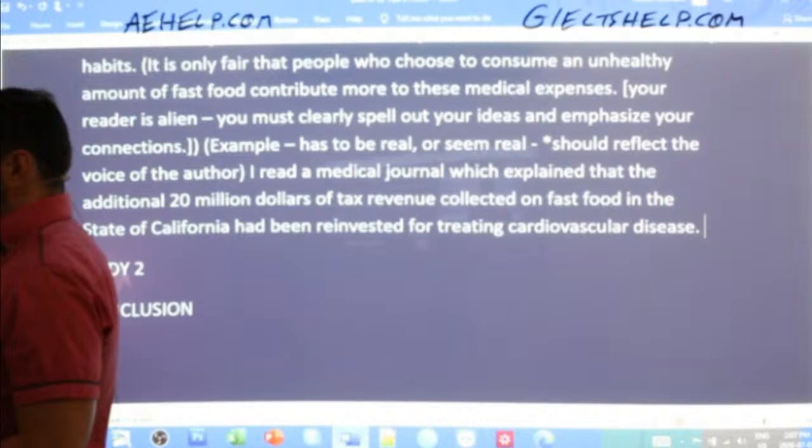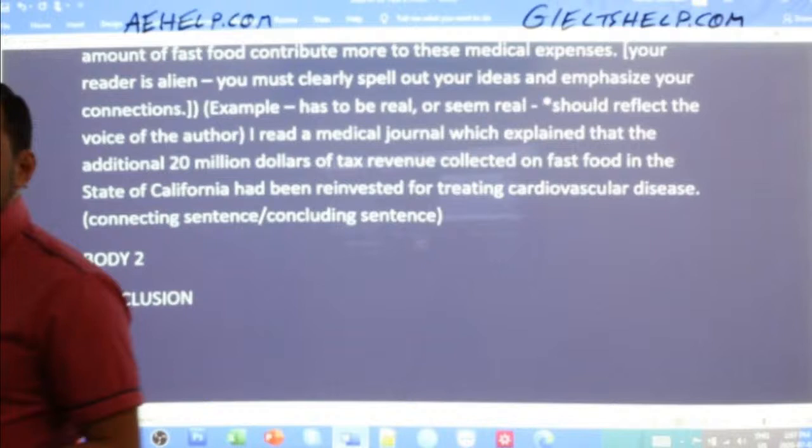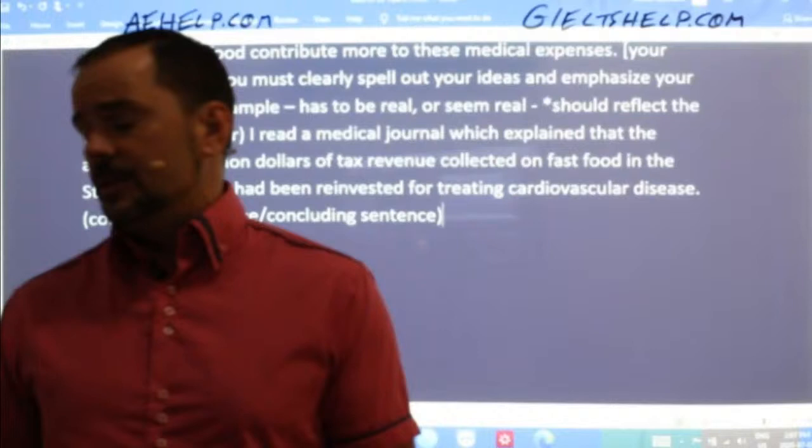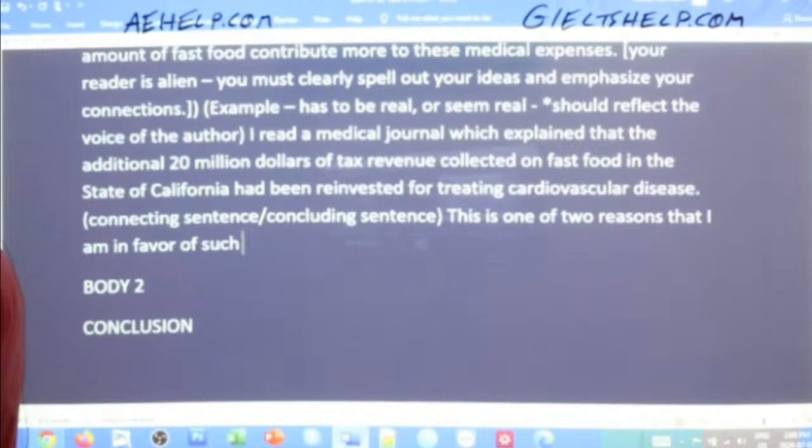So now we want a connecting sentence, or also called a concluding sentence. It's kind of two in one here. It's a bit of both, so it's a connecting concluding sentence. Here, we just reflect to our position, okay? To what degree I strongly agree. So this is one of two reasons that I am in favor of such government tax, okay, or in favor of a fast food tax, okay, there.